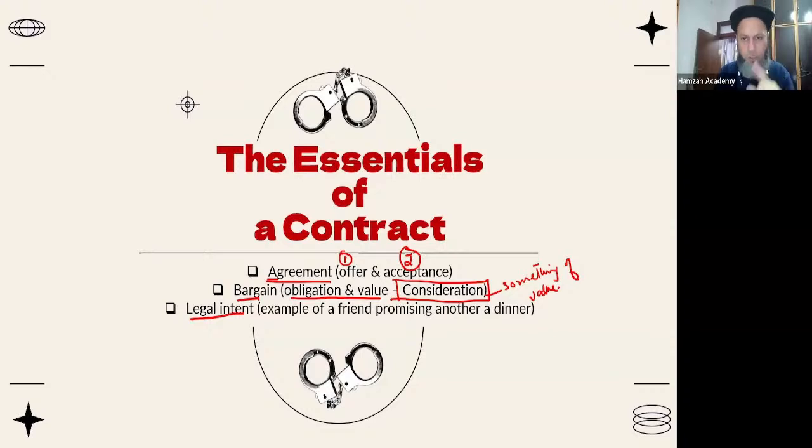But what you need to remember here, in this section, what we will be focusing on, is what these terms are and what these terms are not. Or, for example, what is an offer? And according to law, what is not an offer? This is very important because, in order to form a contract, the essentials must be complete.